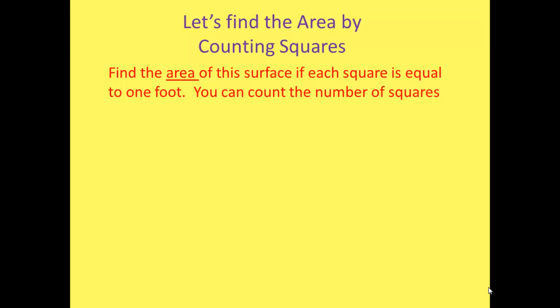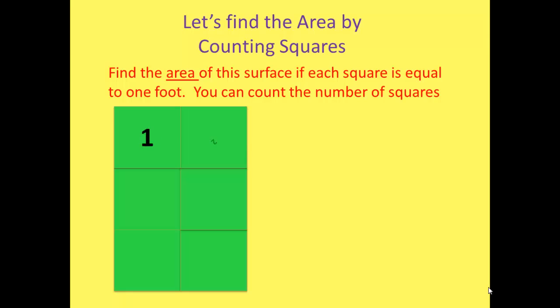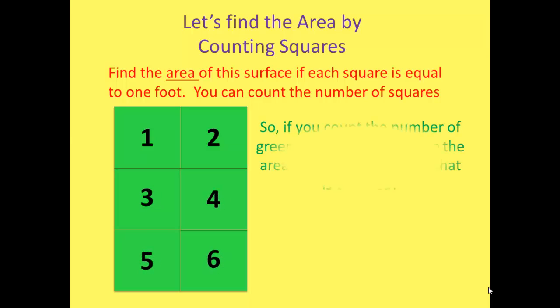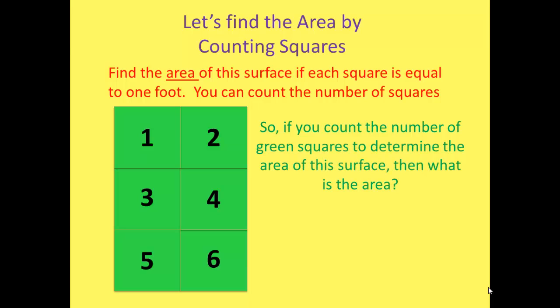Let's find the area by counting squares. Find the area of this surface if each square is equal to 1 foot. You can count the number of squares. 1, 2, 3, 4, 5, 6. So if you count the number of green squares to determine the area of this surface, then what is the area? The area is equal to 6 square units.